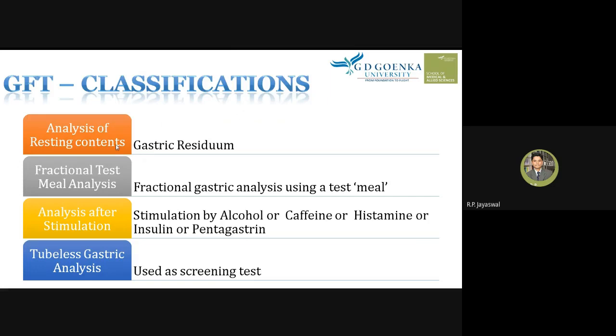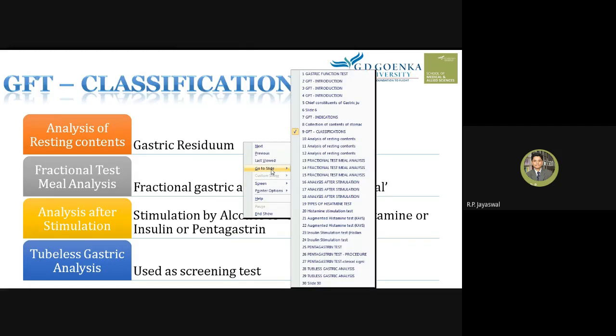Study we covered analysis of resting contents and the fractional test meal analysis. Today we'll study analysis after stimulation, where we give some stimulant like alcohol, caffeine, histamine, insulin, and pentagastrin. So these stimulants are given to the patient, and then after that we can collect the gastric juice and examine the composition of the gastric juice. So let's go to the slide, analysis after stimulation.